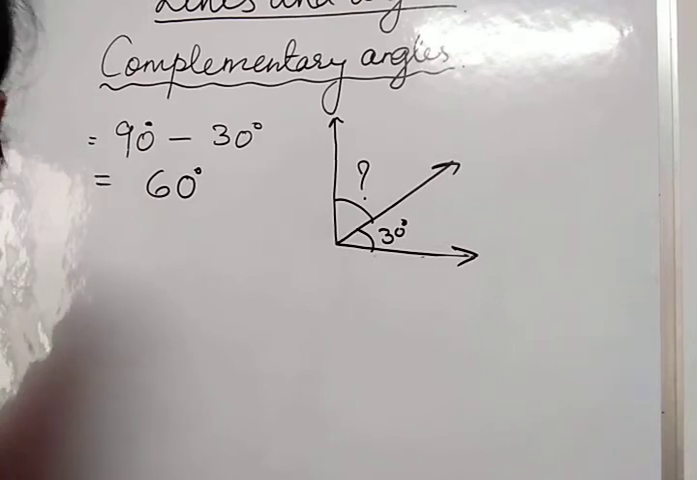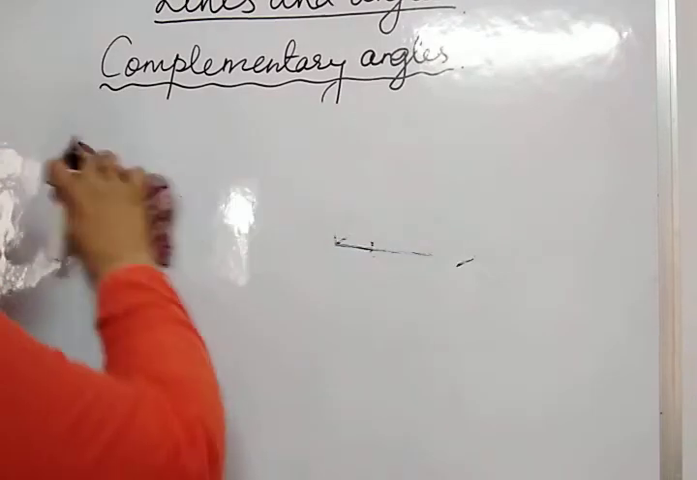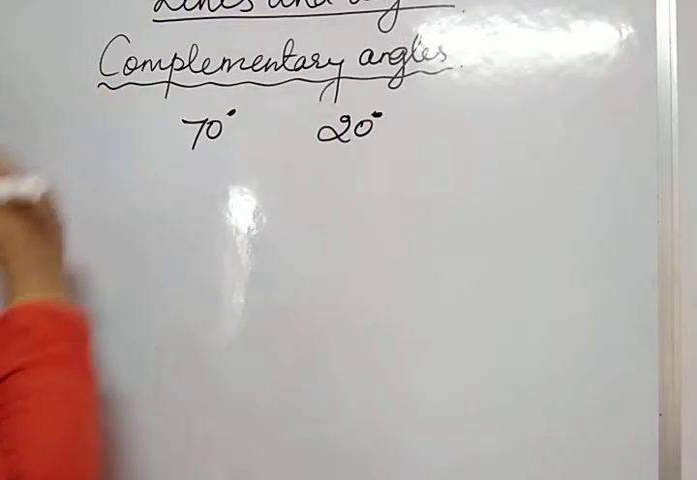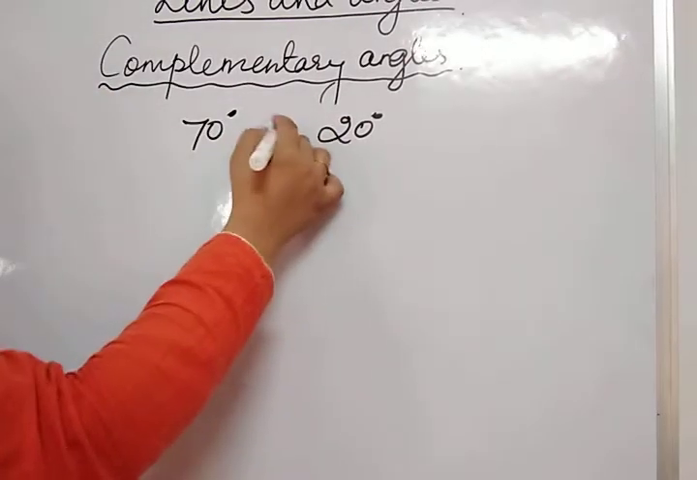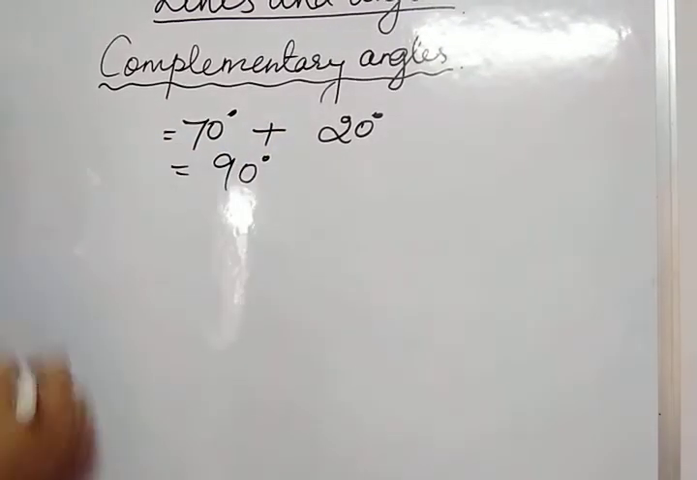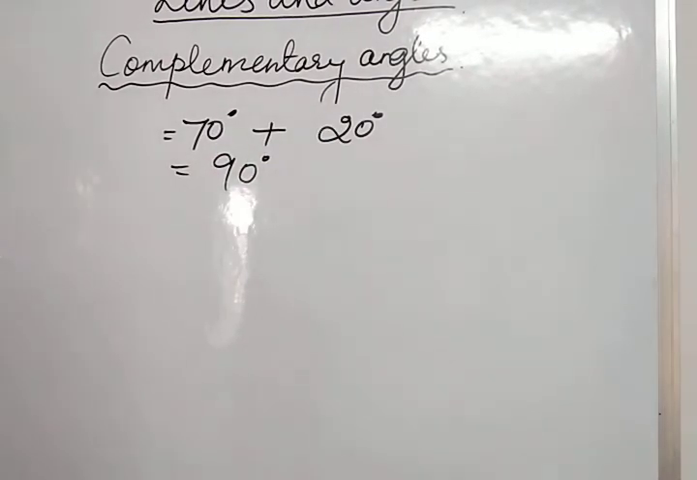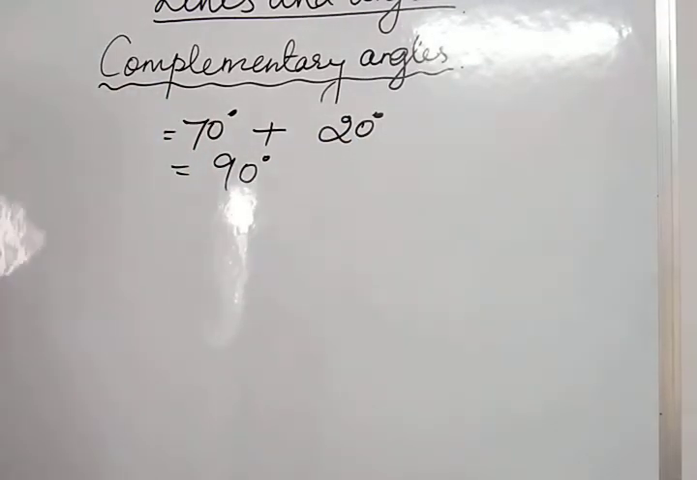Now you can do the try these of page number 95, if you have understood the concept of complementary angle. In first question, it is given that one of the angle is 70 degree and the other angle is 20 degree. Are these two angles a pair of a complementary angle? For that we will add the two given angles. If their sum is 90 degree, so these are the pair of complementary angle. Like this 70 degree and 20 degree, their sum is 90 degree, so these are the pair of complementary angles.